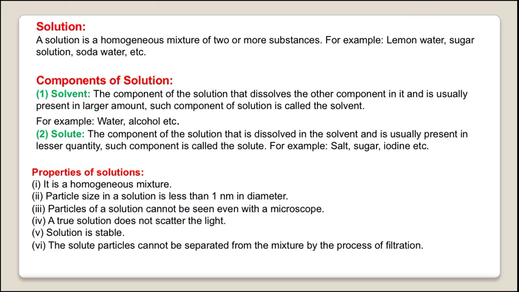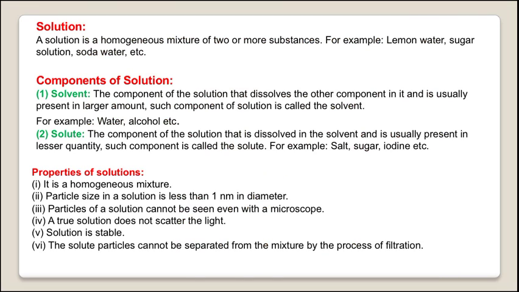Continuing further, we have properties of solutions. Solutions are homogeneous mixtures, which I already explained in the previous video. They are mixtures which do not have variable compositions. They are uniform throughout. Particle size in a solution is very small, less than 1 nanometer in diameter. 1 nanometer is equal to 10 to the power minus 9 meter, which is very small. Particles of a solution cannot be seen with naked eyes, and it is very difficult to see them even with a microscope.